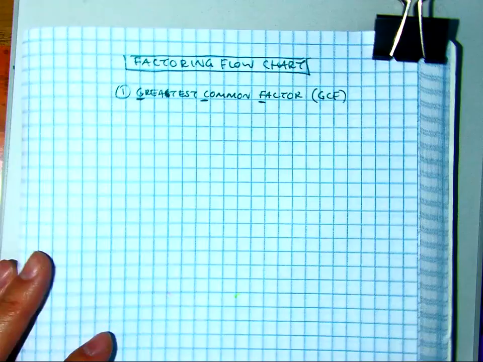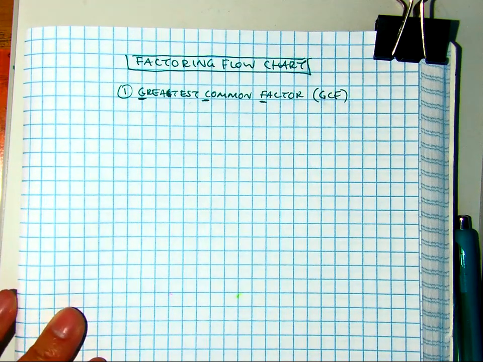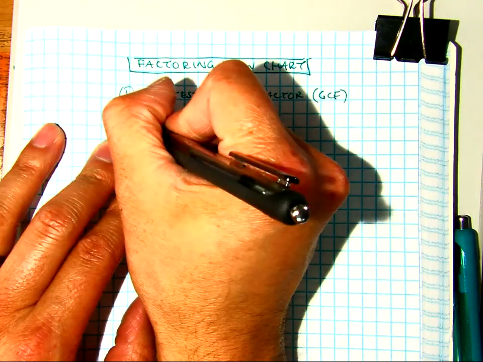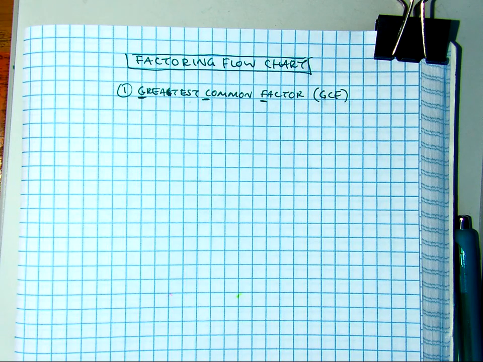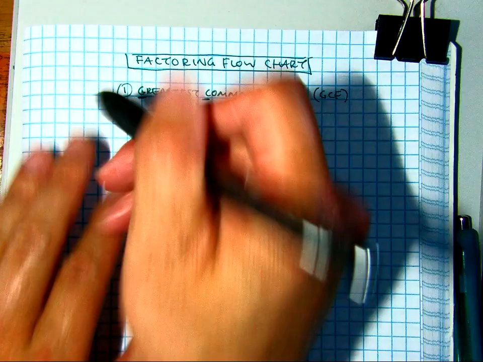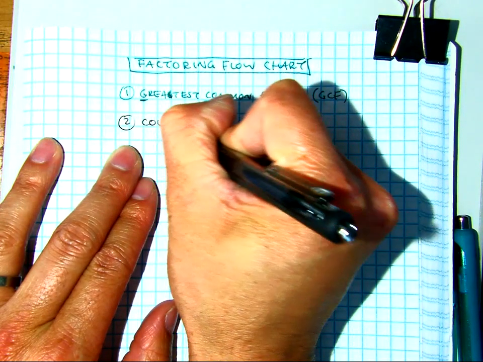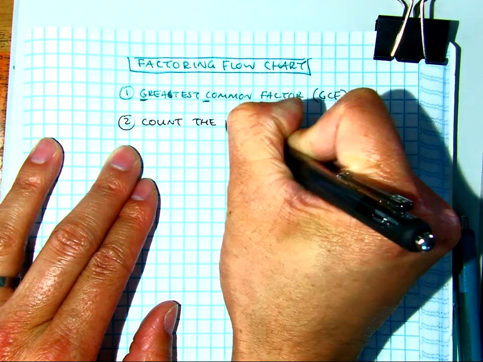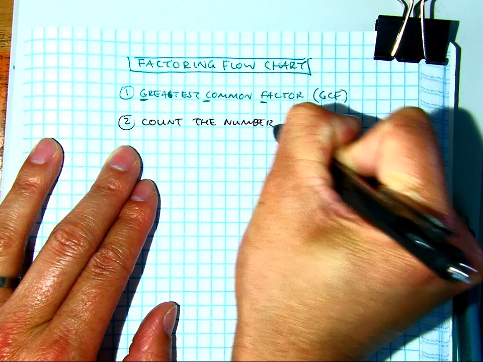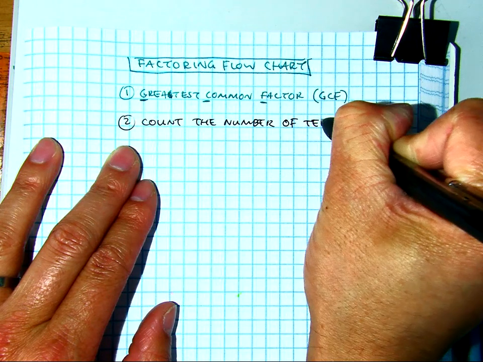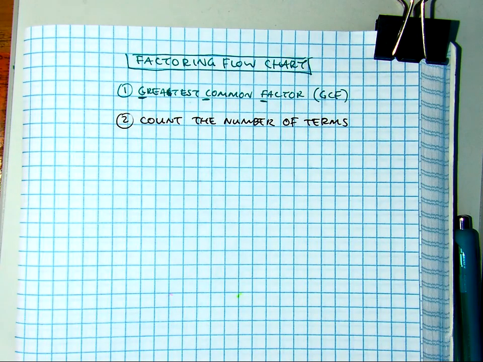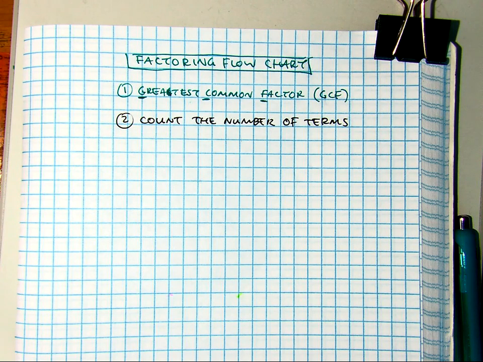Next thing you're going to do is you're going to count the number of terms. In counting the number of terms, you're going to get three scenarios.